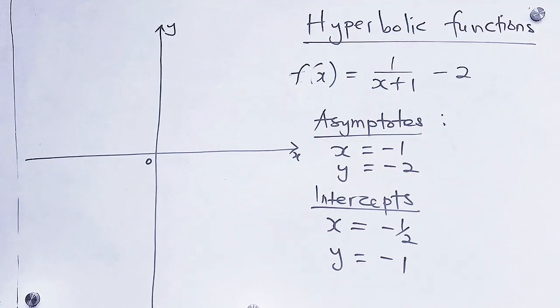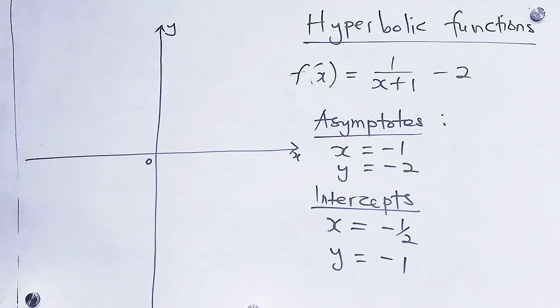Now we are sketching the graph, a hyperbolic graph. In order for you to sketch a hyperbolic graph, you need the asymptote lines and the intercepts, which are the x and y intercepts, as well as the x and y asymptotes. So we calculated our intercepts and we have our asymptote lines. So now let's see how we sketch.